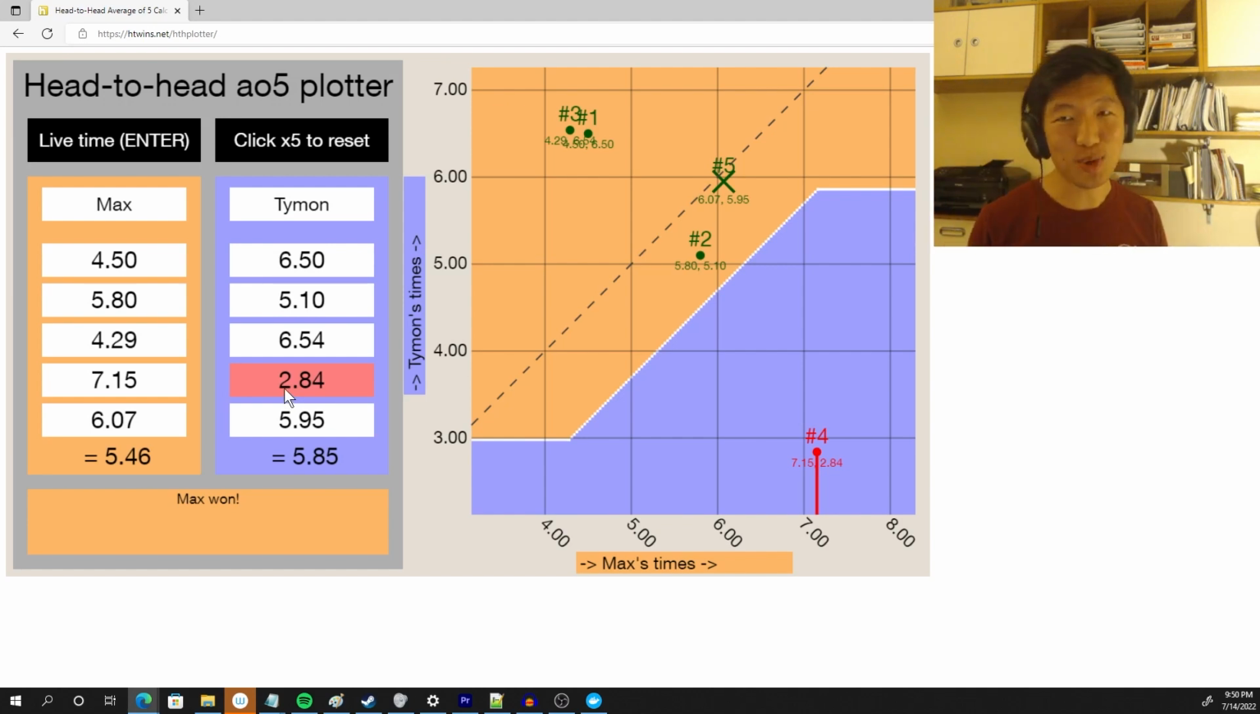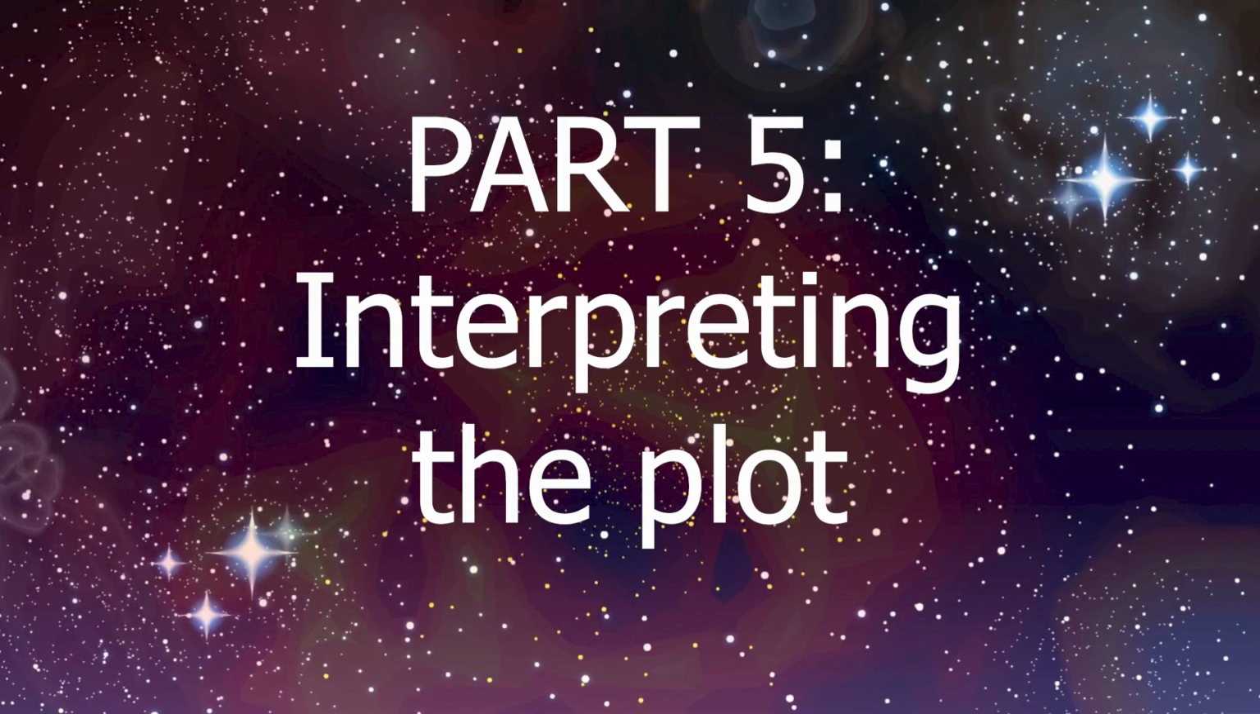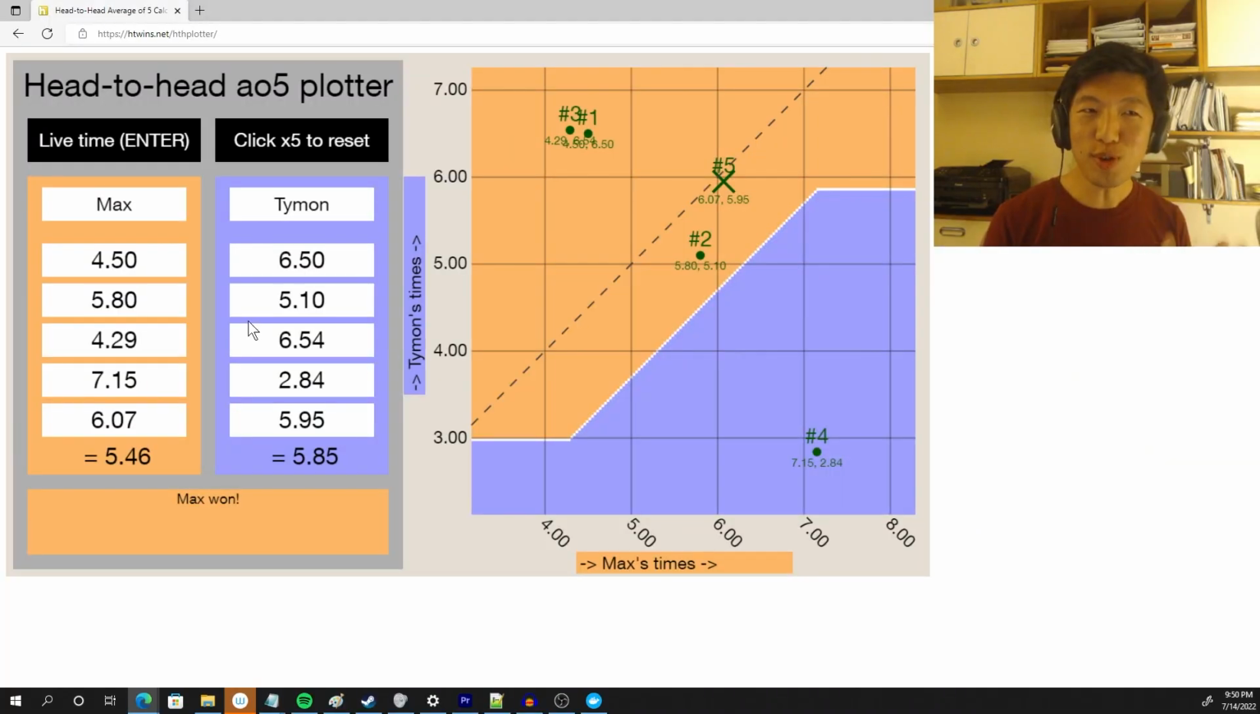So that's the general idea. I think you should be able to use this on your own if you want to now, but here's some other points to consider. Part 5. Interpreting the plot. The first 4 solves of both averages are what determine the coloring of this graph. The fact that we have this sort of S shape where it's like horizontal, then diagonal, then horizontal, is fully defined by the first 4 solves of both competitors. The 5th solves will never change the coloring by definition.